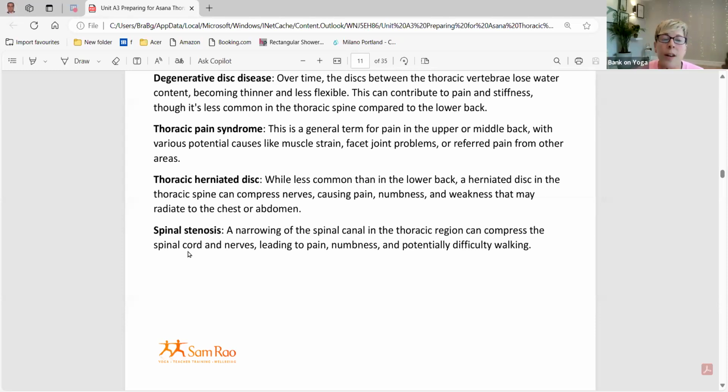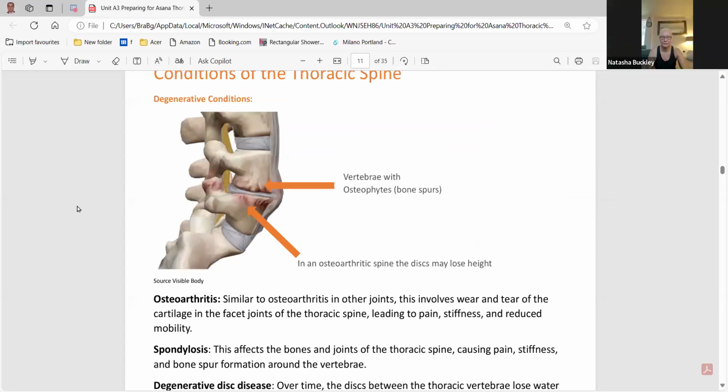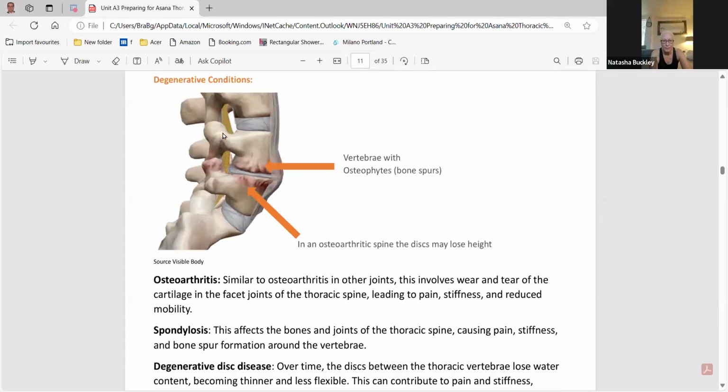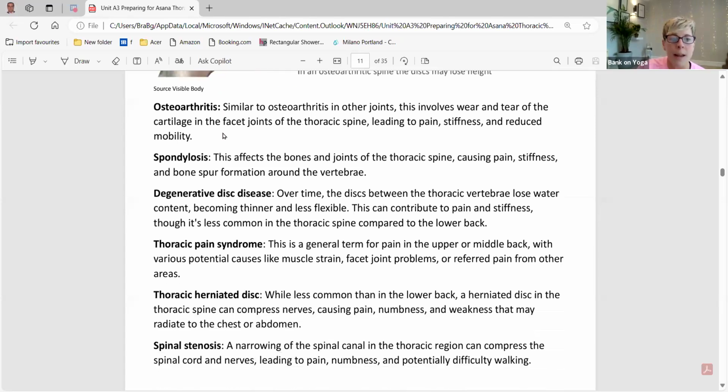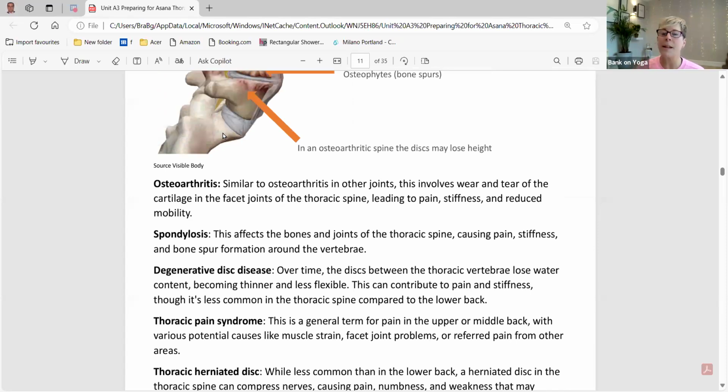Spinal stenosis is a narrowing of the spinal canal, the spinal canal coming all the way through all of the areas of the spine. When you've got the narrowing of the spinal canal, it tends to be more nerve pain, which can lead to numbness and difficulty in walking. So again, people may well find that if they've got that kind of thing, regular yoga or Pilates or regular movement is helping them.